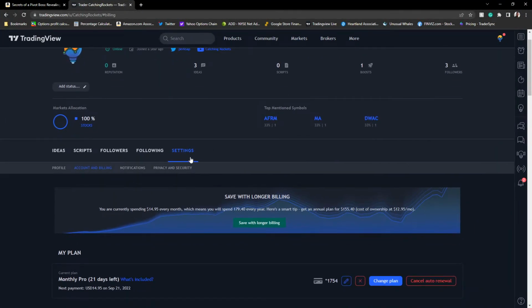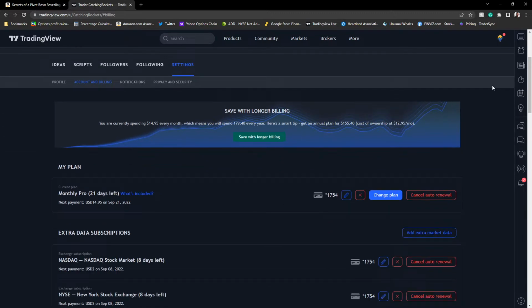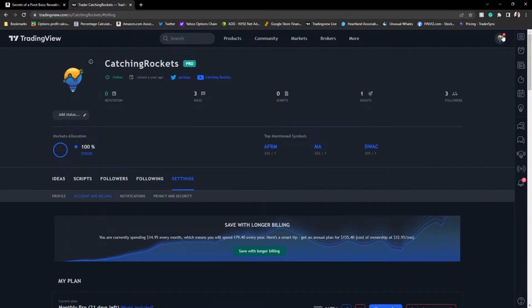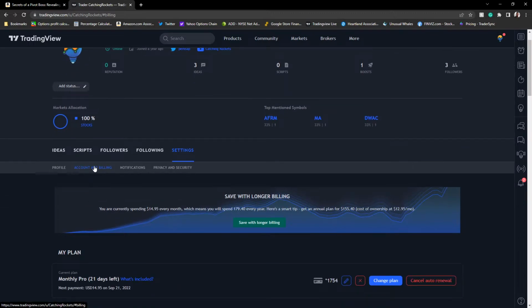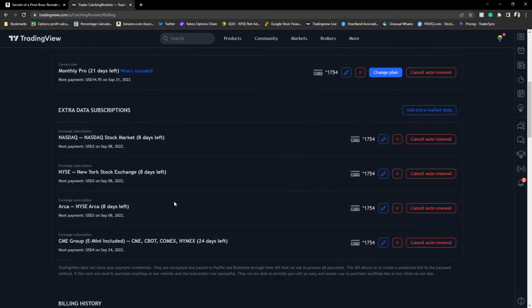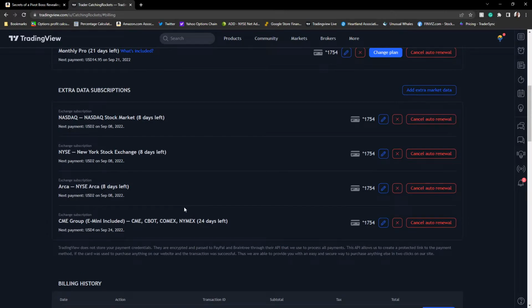On the TradingView website, you click on your icon and go to account and billing. This mouse wheel is killing me, I'm not even touching it and it's moving. I'm gonna break this mouse.